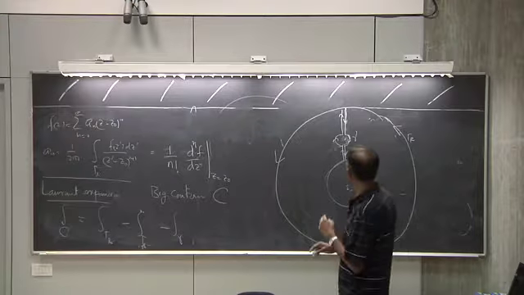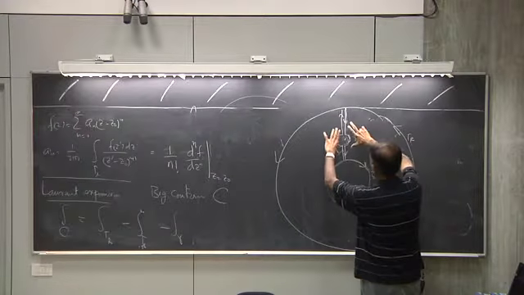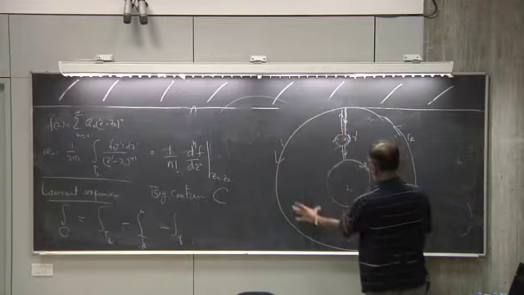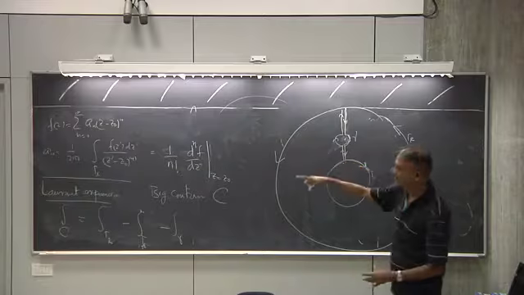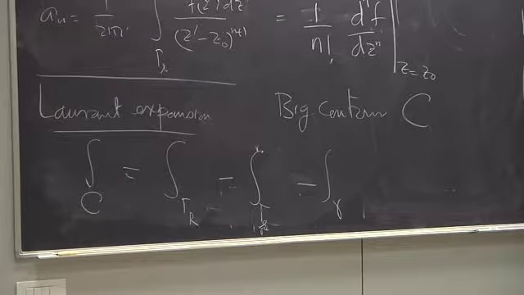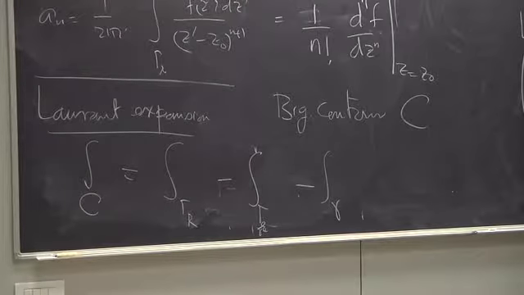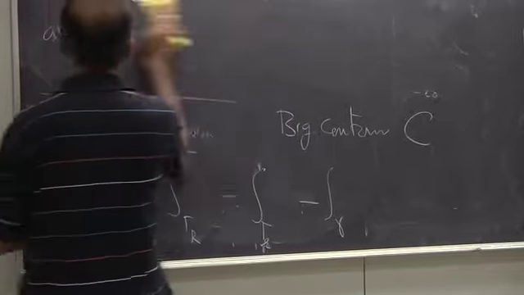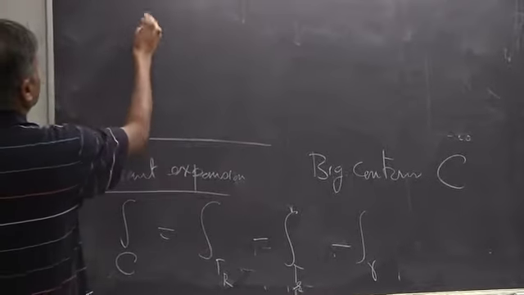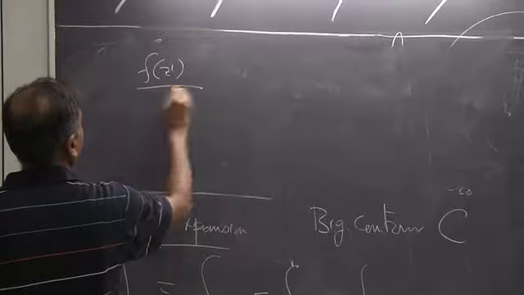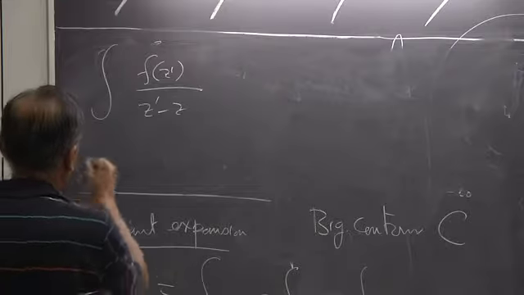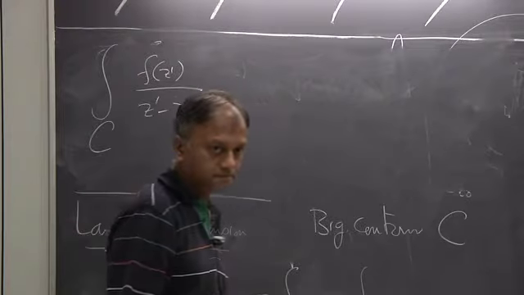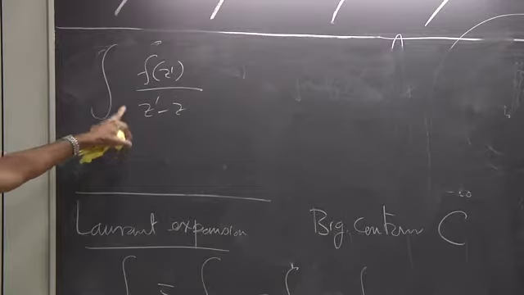Now, this contour C encircles what region? This region, right? But in this region, I am assuming that the function f is analytic. So let's see, I can erase this part. Consider this integral, f of z prime divided by z prime minus z, and integrate it on the big contour C. This is analytic everywhere.